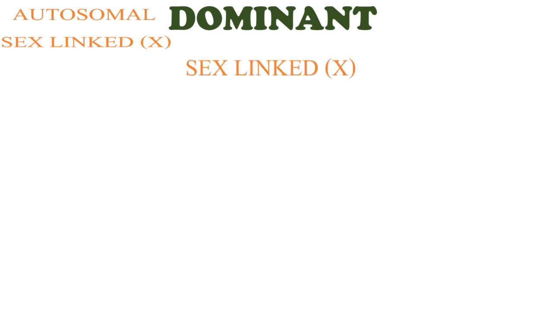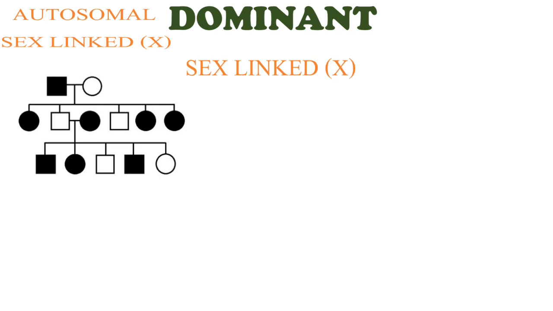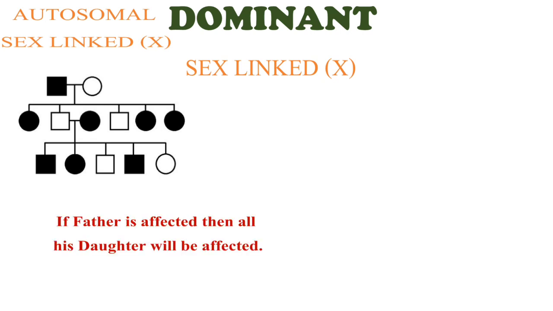Now, if the pedigree is dominant, it can be autosomal or it can be sex linked. Let's first see how to find out whether the pedigree is sex linked. First of all, you will see the pedigree, and the first golden point that you will look for is that if the father is affected, then all his daughters will be affected. Here you can see if the father is affected, all of his daughters are affected. Why is it so? Because a daughter gets one X chromosome from the father. So if the father is affected, then obviously all of his daughters are affected.